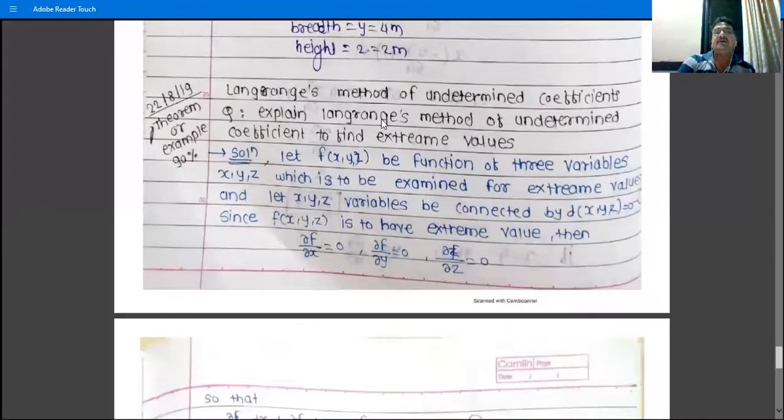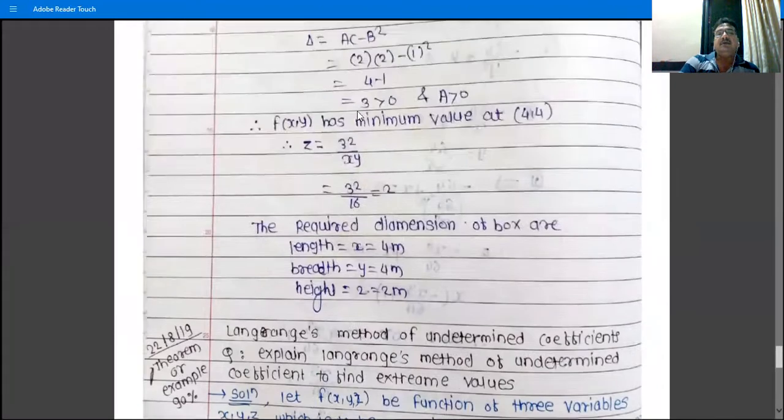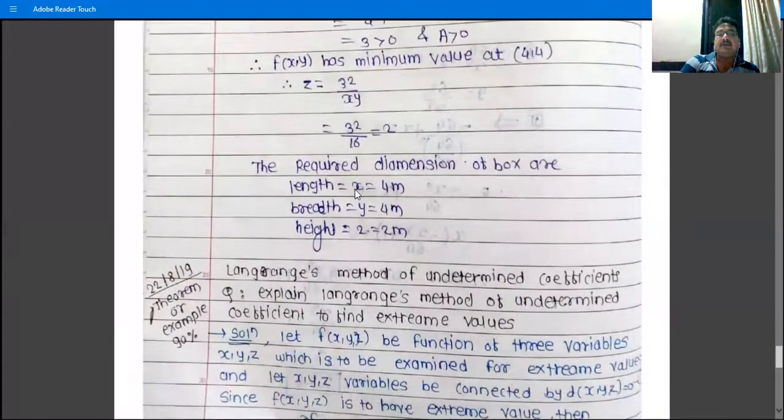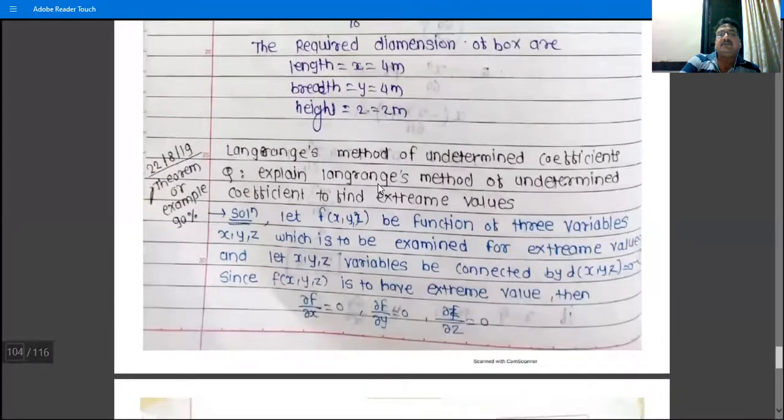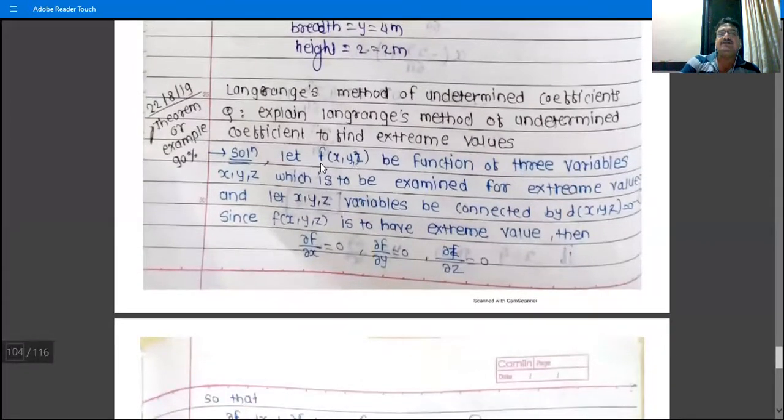Next point is Lagrange's method of undetermined coefficients. So the question is: explain Lagrange's method of undetermined coefficients to find extreme values. That is again the same method to determine the maximum values of a function of three variables. The previous topic was the maximum and minimum values, or extreme values, of a function of two variables. So now we consider a function of three variables f(x, y, z), and there is a method to find the extreme values of functions of three variables, and the method is Lagrange's method of undetermined coefficients.